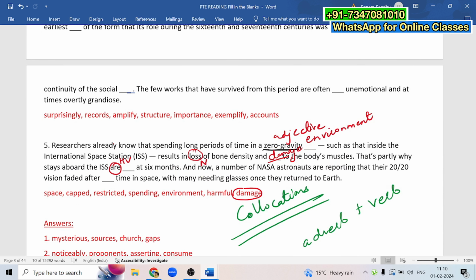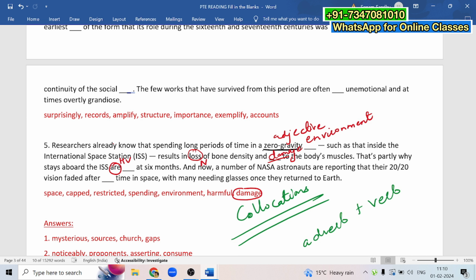Now, that's partly why stays abroad the ISSR. Those who stay abroad, the ISSR dash at 6 months cap. Meaning they are called back, they are given a break. Okay, cap, only for 6 months they can stay there. And now a number of NASA astronauts are reporting that their 2020 vision faded after dash time in space. Okay, after time in space. After what? After spending time in space. Time is a noun. Before noun, verb will come, after spending time in space. Okay, so you have to do it like such.